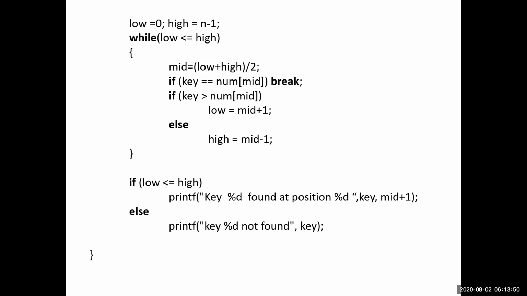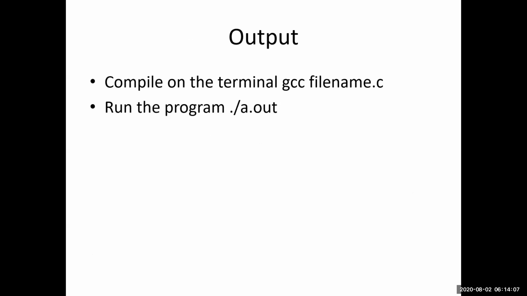After that, if low is less than or equal to high, then print key is found at the specified mid position, mid plus 1 position. Else just print key is not found. So this is all about the code. After writing the code in the editor, compile the code for errors using the command gcc filename.c, where file name can be the name you have defined. After compilation, run the program using the command ./a.out.